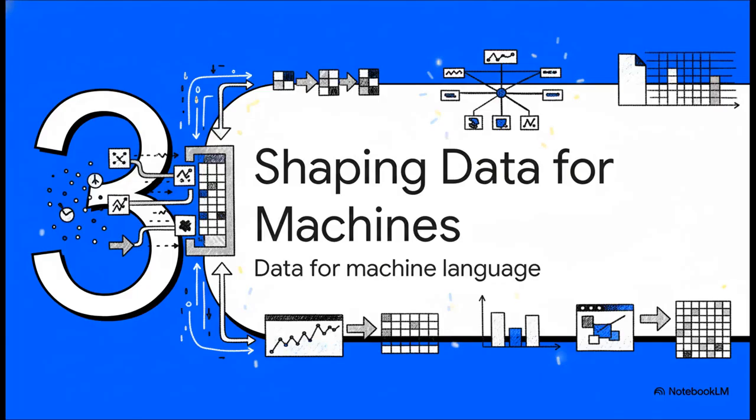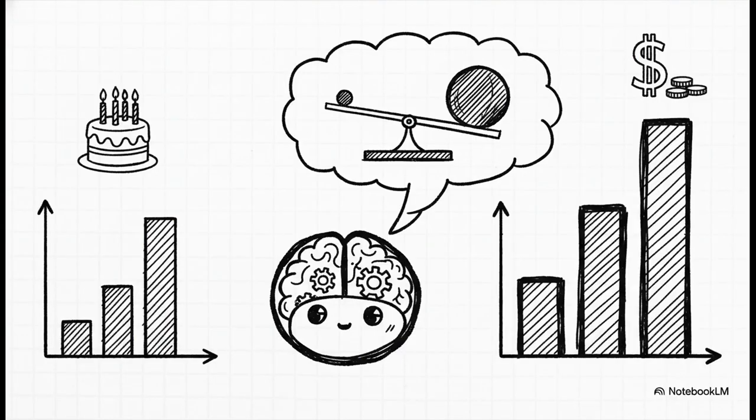Whew. Okay, our data is squeaky clean. We're done, right? Not quite. Just because it's clean doesn't mean it's ready for a machine learning model. Now we have to actually shape it, transform it into a language that an algorithm can speak. First up, let's talk numbers.